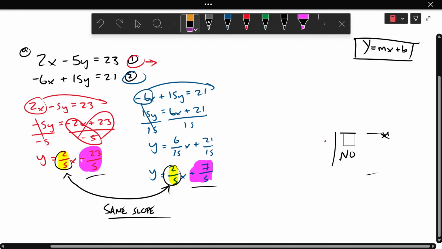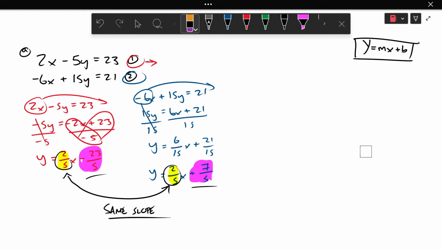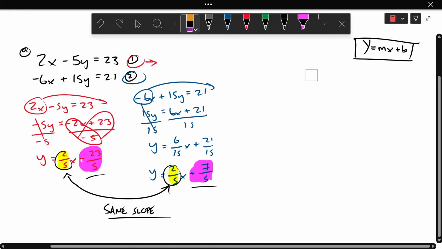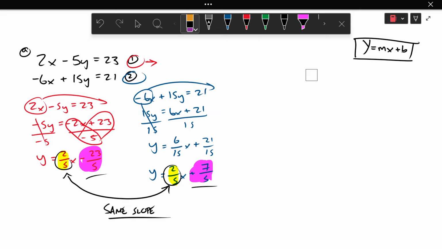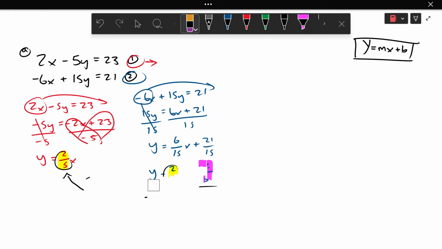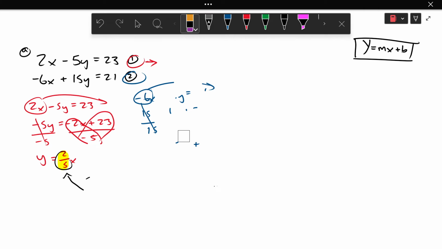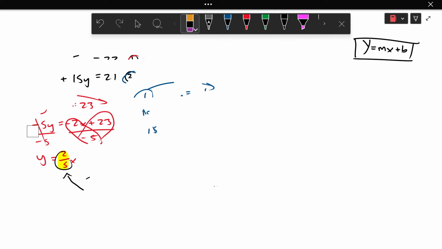Why? Well, again, because we looked at the slope, and it was the same, and as soon as we see the slope is the same, there's only two possibilities. There's either no solutions or infinitely many solutions. That's determined by the y-intercept. So let's do another question. Just erase this here.